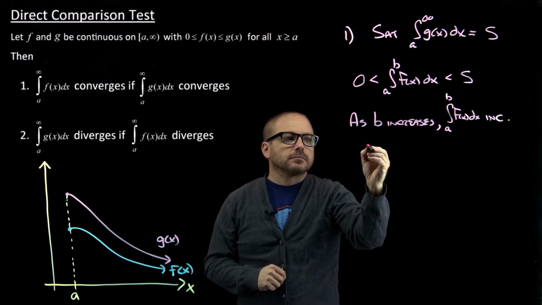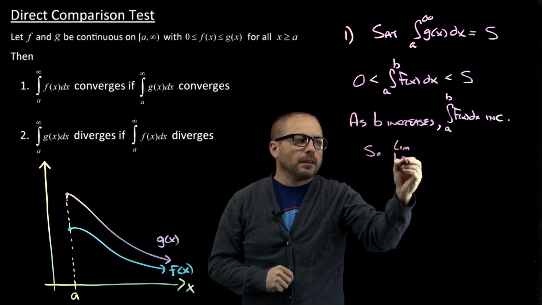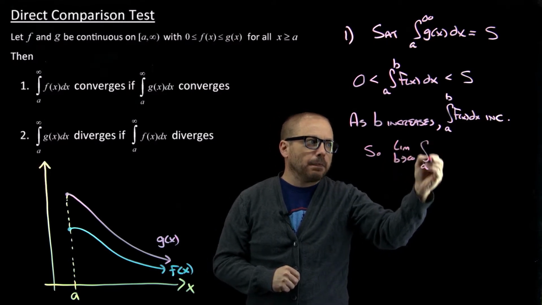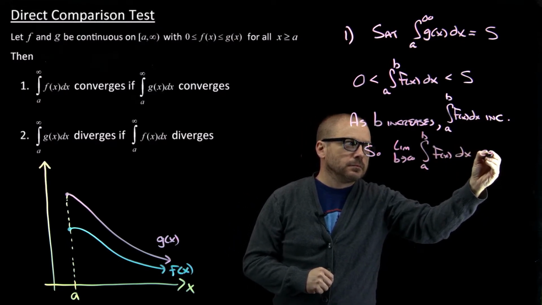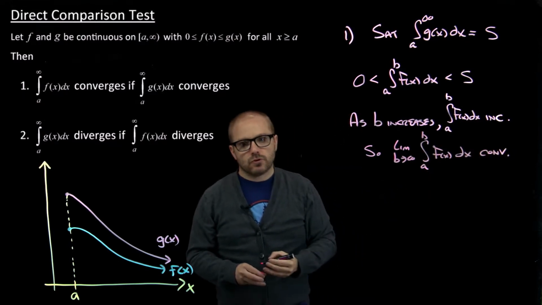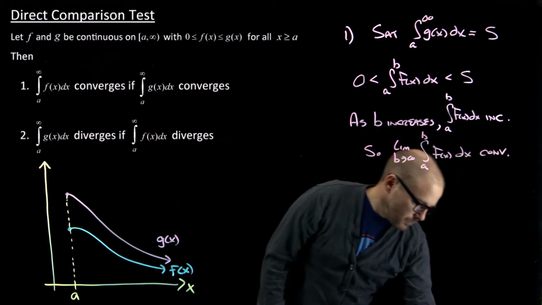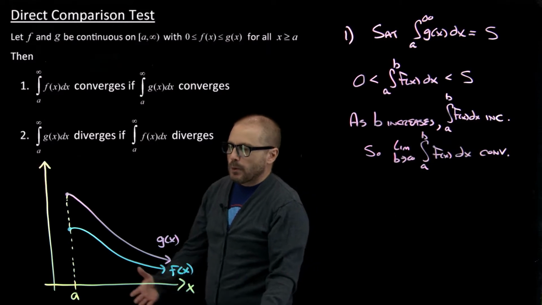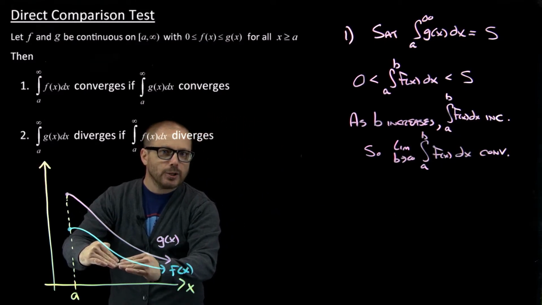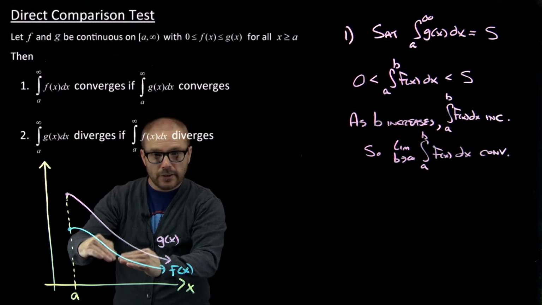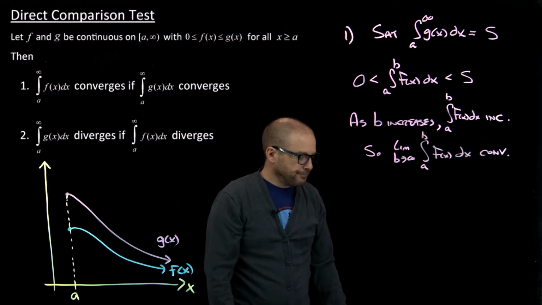So as b goes to infinity, that must converge. A simpler way of thinking of it: say the area under g is 5. Well, f is smaller, so it surely is not infinity underneath f. It has to be some finite amount as well.